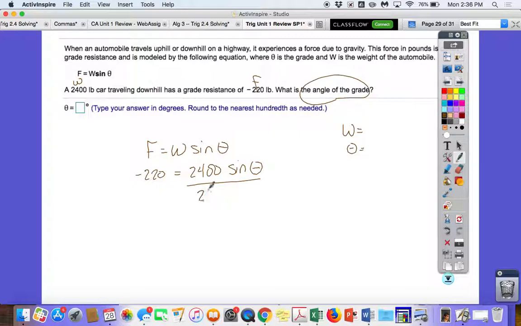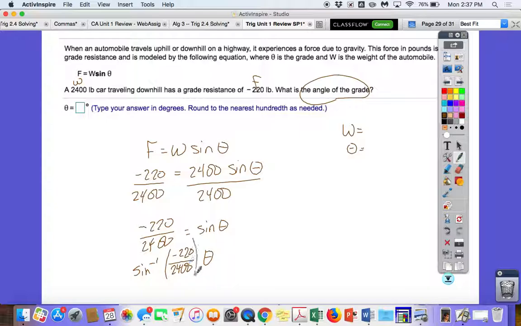So you're going to divide both sides by 2400, and that leaves you this crazy fraction equals sine theta. Well, we just worked those. Remember, to find theta, I'm going to need to do inverse sine. Don't lose your negative. Okay, so type second sine of negative 220 divided by 2400. I'm just going to scoot over because I ran out of room. I think that's right. Nearest hundredth.